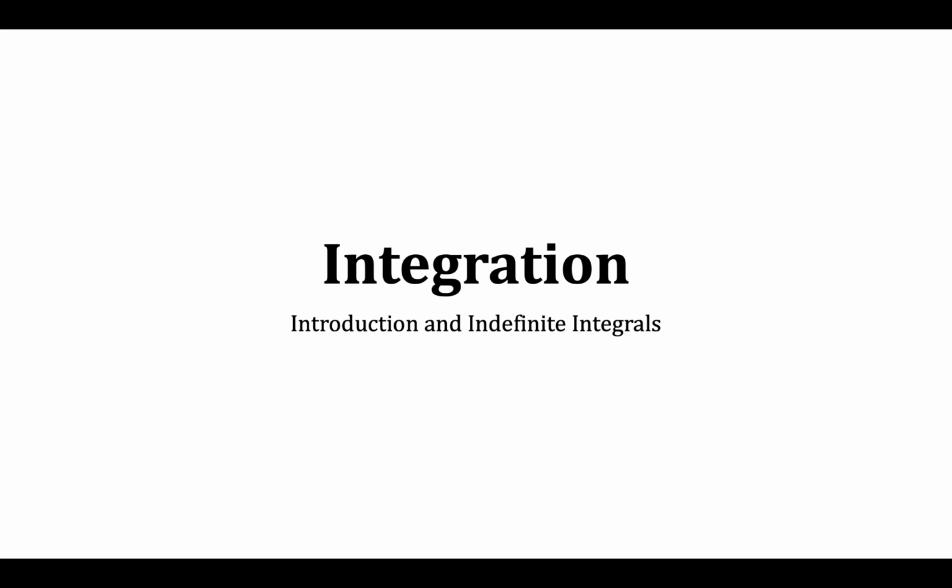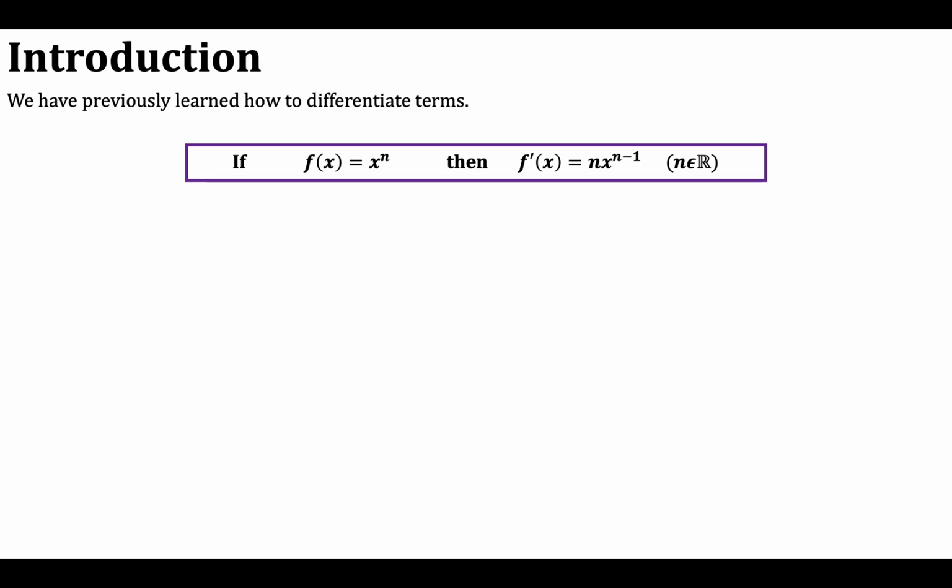In this video we're going to start the new topic of integration. So just a few introductory points and tasks to start off with. Now we've previously learned how to differentiate terms, so we know that if we've got f of x equals x to the power n, then the derivative f dashed of x is n multiplied by x to the power n minus 1. So for differentiating, we multiply by the exponent and then we subtract 1 from the exponent.